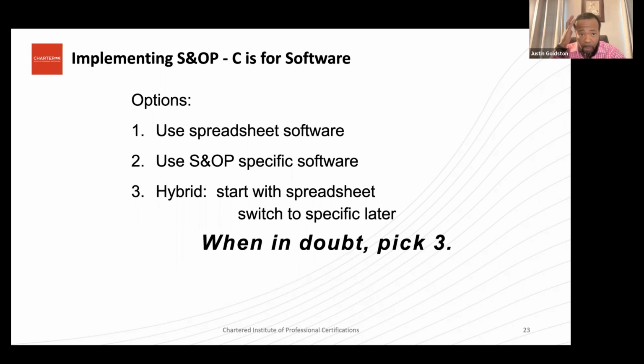So once again, for the options for our software, we can use Excel spreadsheets. Nothing wrong with Excel spreadsheets, but you just have reduced automation, and the simulations are very cumbersome to create. But S&OP-specific software creates that automation. It creates that real time. You can actually have a dashboard to make better informed decisions, or you can have a hybrid approach.